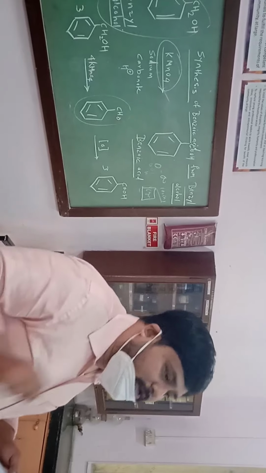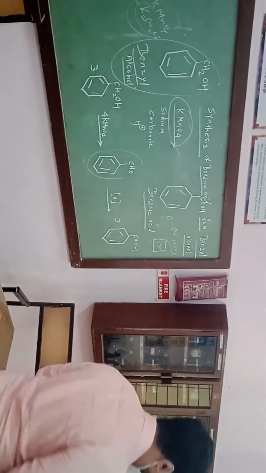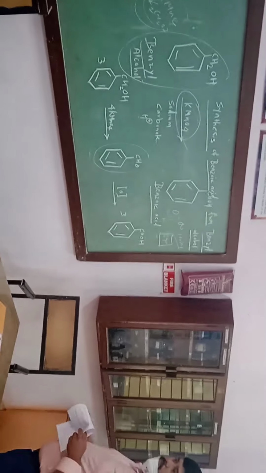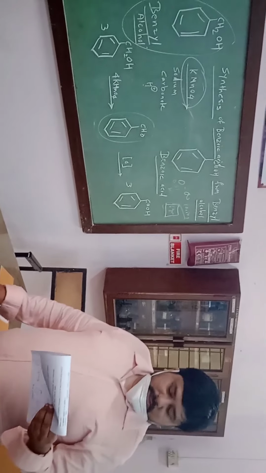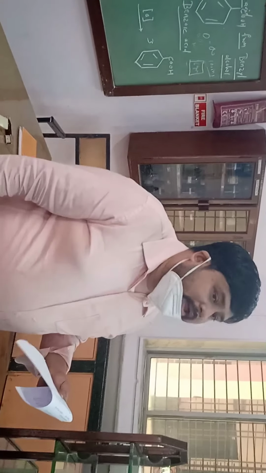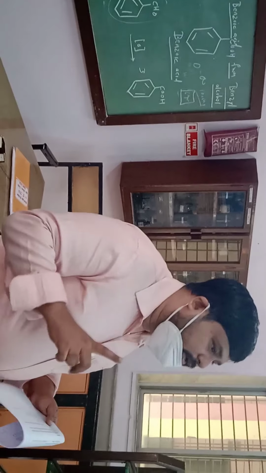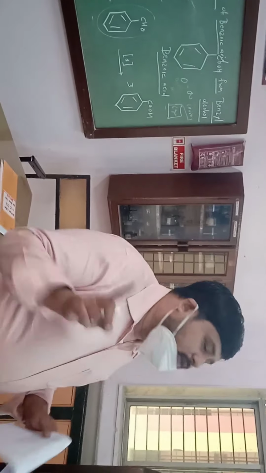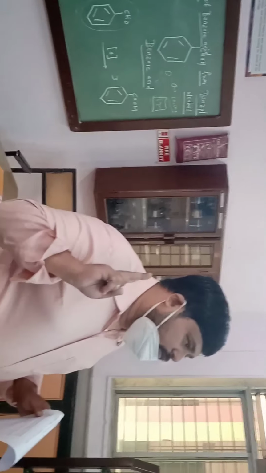Next step, take 4 ml of benzyl alcohol in an RBF, round bottom flask. Add 100 ml KMnO4 solution and 2 grams of Na2CO3, sodium carbonate. So that is step 2. Take 4 ml of benzyl alcohol in the RBF. Add 100 ml of KMnO4 solution. Add 2 grams of sodium carbonate.